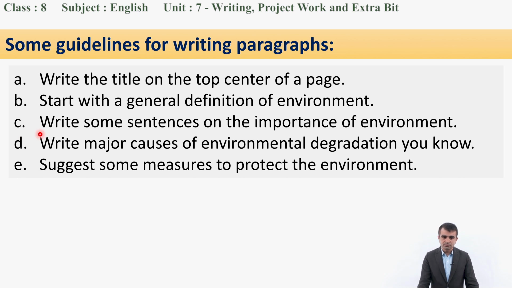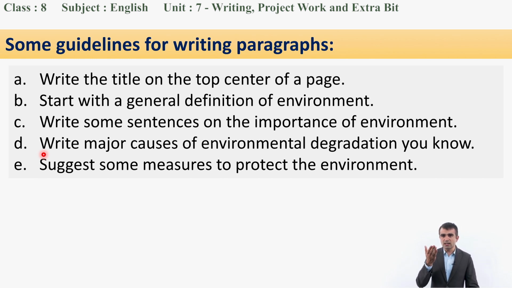Okay, next, C, write some sentences on the importance of environment. Why environment is important to us. So about it, whatever you know, you can write some sentences. Okay, next, D, write major causes of environmental degradation. You know, I told you what is degradation. Fall, isn't it? Getting worse.